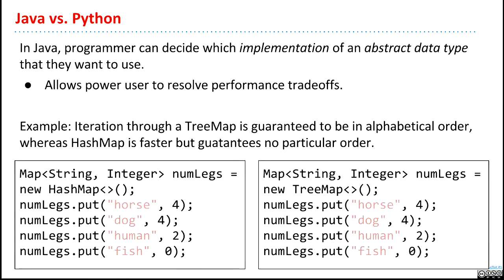So for example, if you iterate, that is, you just go through each of the keys in this tree map, you'll get them in alphabetical order. But in hash maps, you don't get them in alphabetical order. In fact, you have no guaranteed order. So hash map is probably faster in most cases, but a tree map is going to give you back keys in alphabetical order. So you get a little finer grained control.